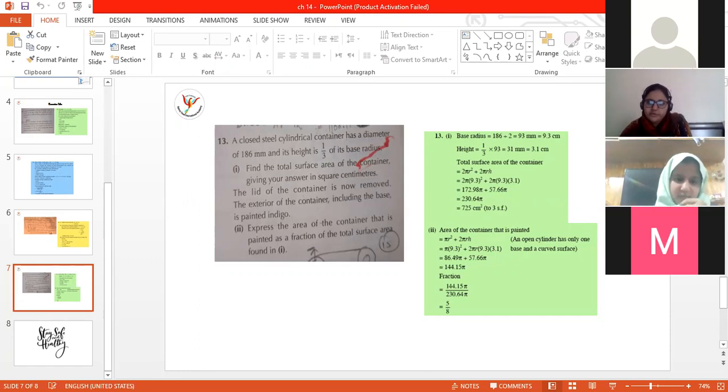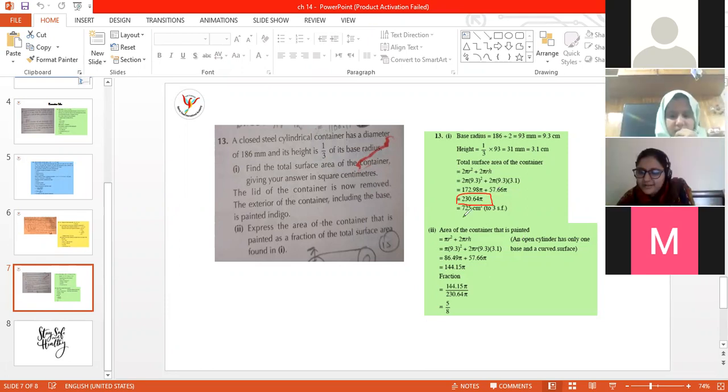Ma'am, I want to ask that in the fraction we divide, but I don't know where this second value came from, this 230. See this. That is 172.98 when you were solving the total surface area of the container. Clear? This second value in the fraction, this 230.645, is the total surface area of the container. Now it is clear? Yes, ma'am.